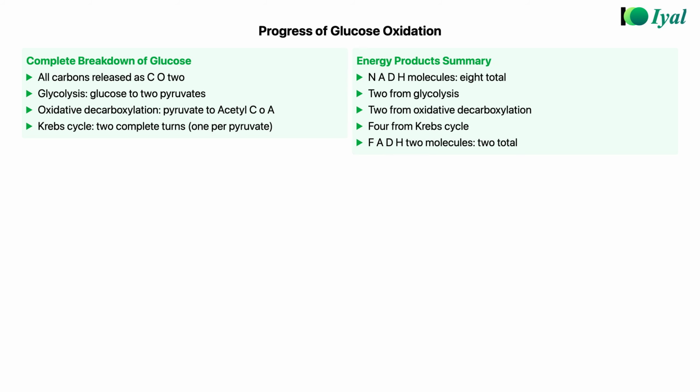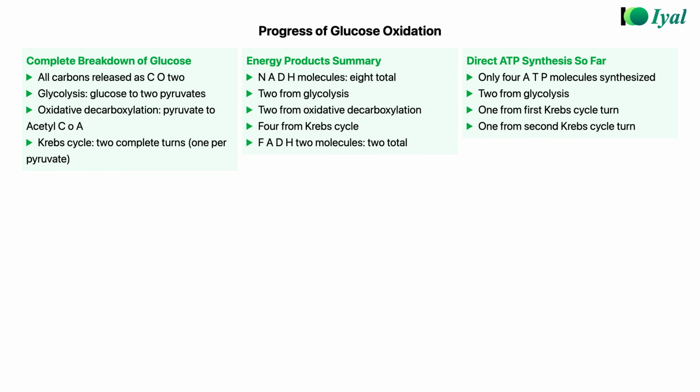How many electron carriers have been made? From glycolysis, 2 NADH. From oxidative decarboxylation of 2 pyruvates, 2 more NADH. From 2 turns of the Krebs cycle, 1 turn for each pyruvate, 4 more NADH. Total 8 NADH. Plus, from 2 turns of the Krebs cycle, 2 FADH2. These are electron carriers. They hold the energy that has been extracted from glucose. 8 NADH plus 2 FADH2. These are the treasures.